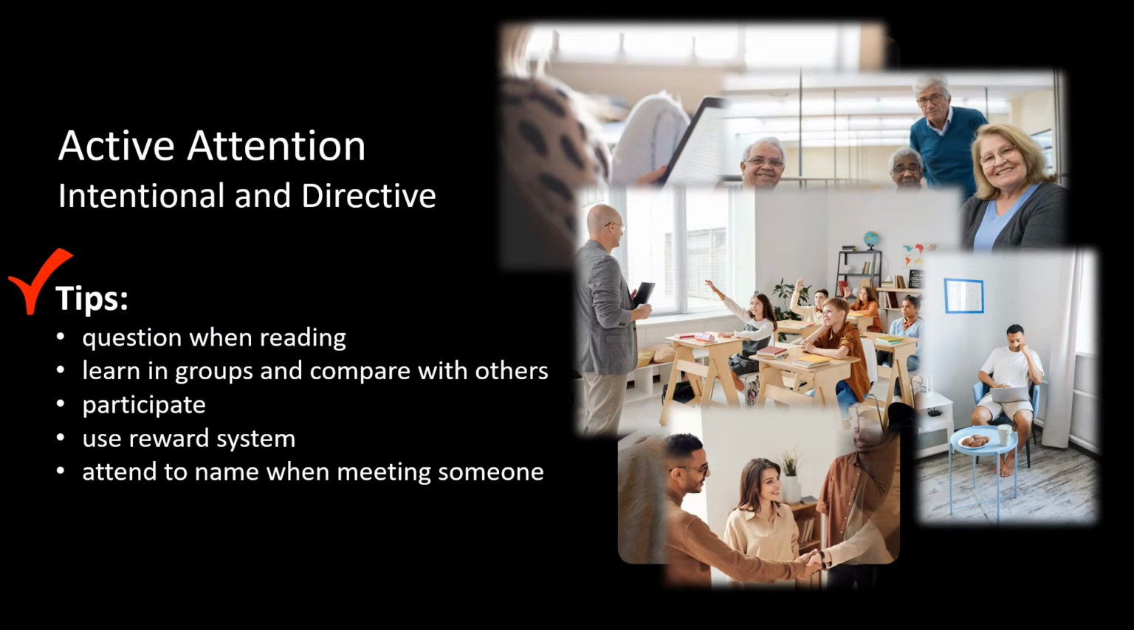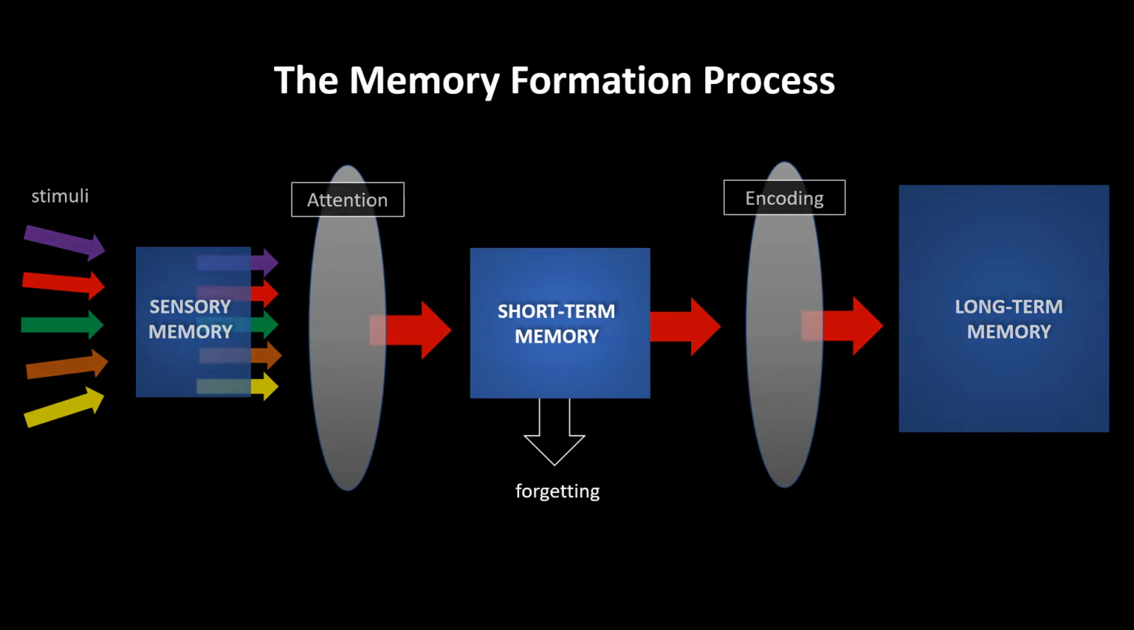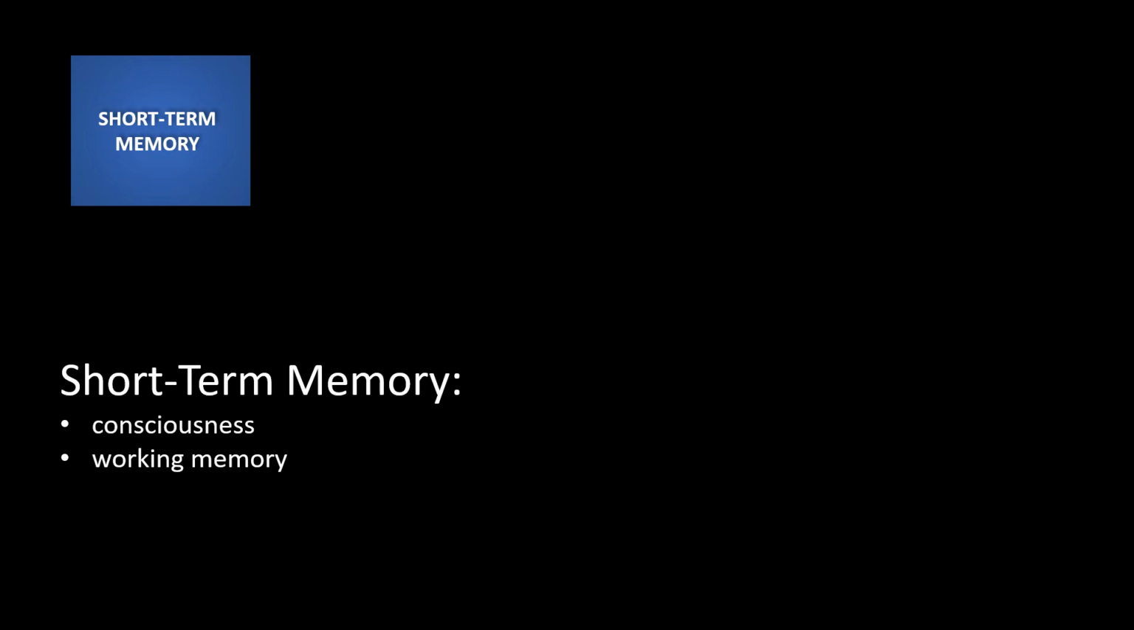If you have trouble remembering names when you meet someone, it can simply be that you never attended to it in the first place. Immediately repeat the name. What we attend to becomes conscious in short-term memory. It is called working memory because that's where we think, using new and old information together.